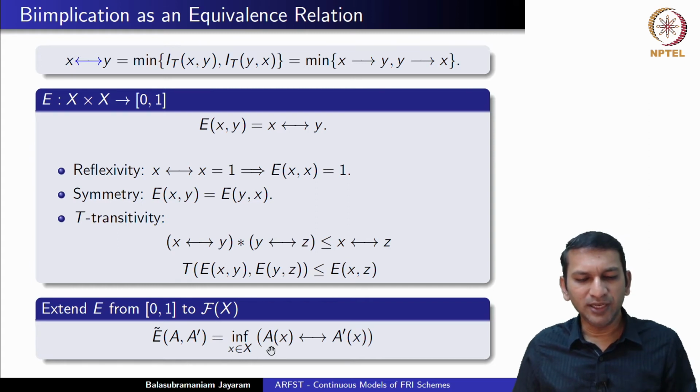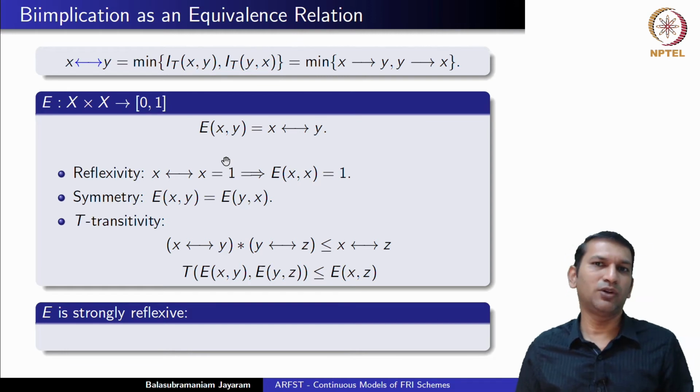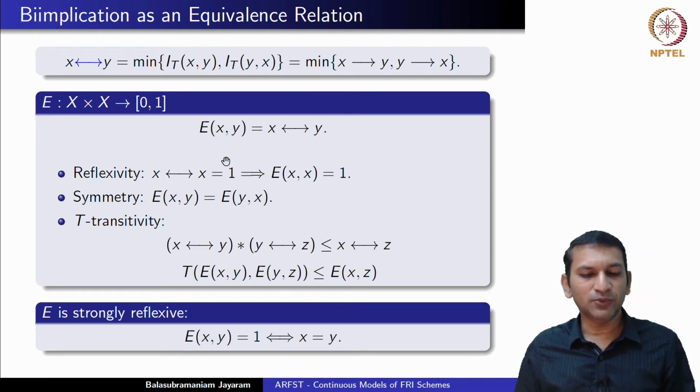Well, there is one thing to be noted. This E is in fact strongly reflexive. What do you mean by this? E of xy is 1 if and only if x is equal to y. Clearly, if x is equal to y, we know that E of xy is 1. But E of xy is 1 if and only if it also implies x is equal to y.